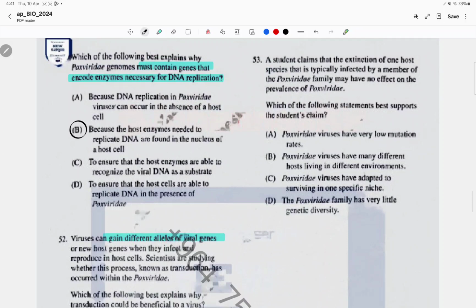A student claims that the extinction of one host species that is typically infected by a member of the virus family may have no effect on the prevalence of the virus. You want to support the claim. Okay, so it has no effect on the prevalence of the virus. So that means it can have other hosts to look for, right? So if one dies, you also have a lot more to go and live in.